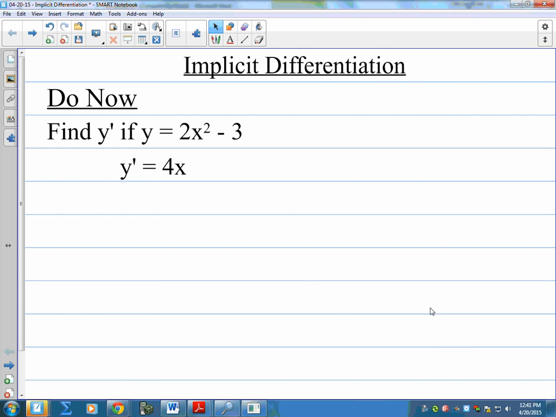In this lesson, we're going to look at how to use implicit differentiation to find the derivative of a function. So first I've got a quick do now question that's really already answered. It's just to have a reference to come back to after we use our new technique.